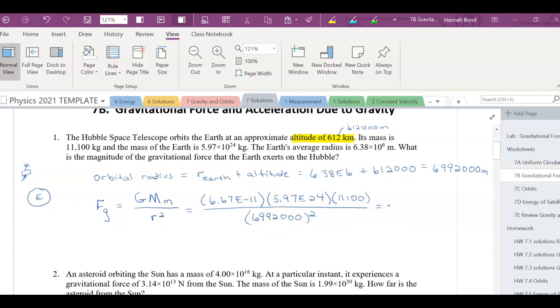Okay, so this is a lot to put in, but we can do this. I have stored the universal gravitational constant in my calculator since we use it so much. And so I get 90,410.798 newtons. That is the gravitational force that the Earth exerts on the Hubble Space Telescope.